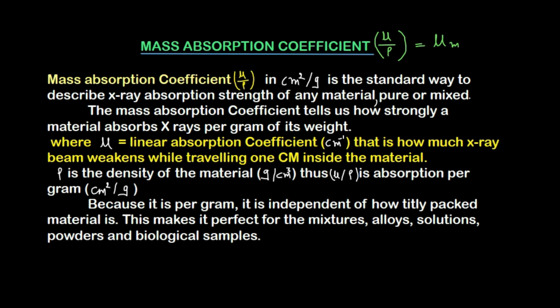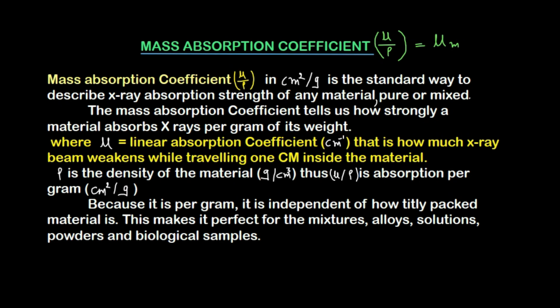First of all, we need to check the background of this particular mass absorption coefficient, and after that I'll solve the numerical for you. So what is the mass absorption coefficient? Mu by rho. The unit of mu by rho is centimeter square per gram, right? It is a very standard way to describe the X-ray absorption strength of any material, whether the material is pure or mixed. That means if you pass X-rays through the material, how strongly the material absorbs them will be given by the mass absorption coefficient, or the mass extinction coefficient, right?